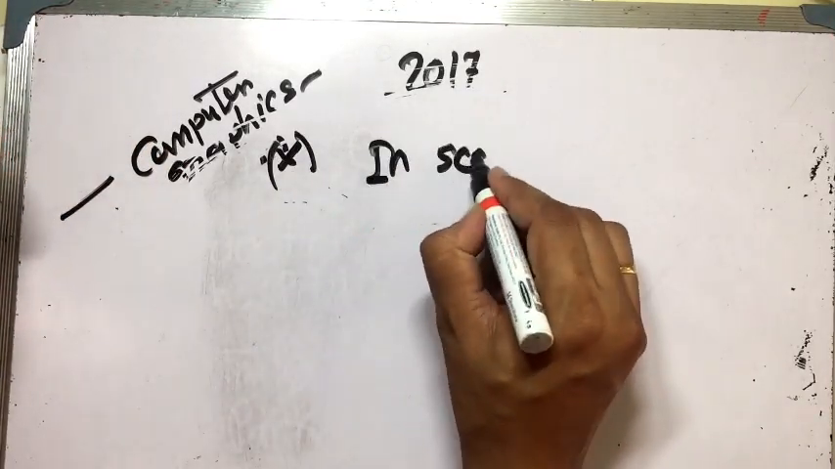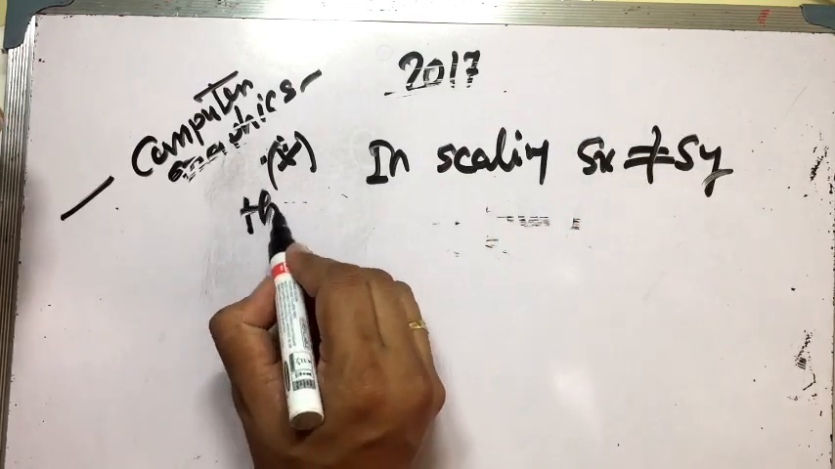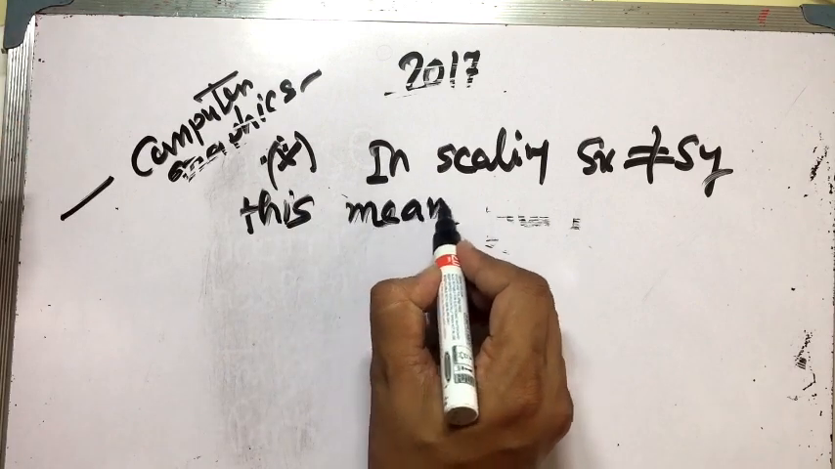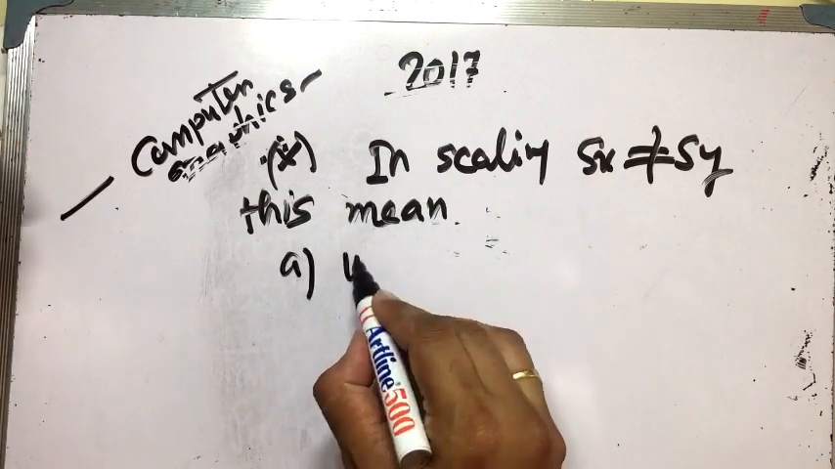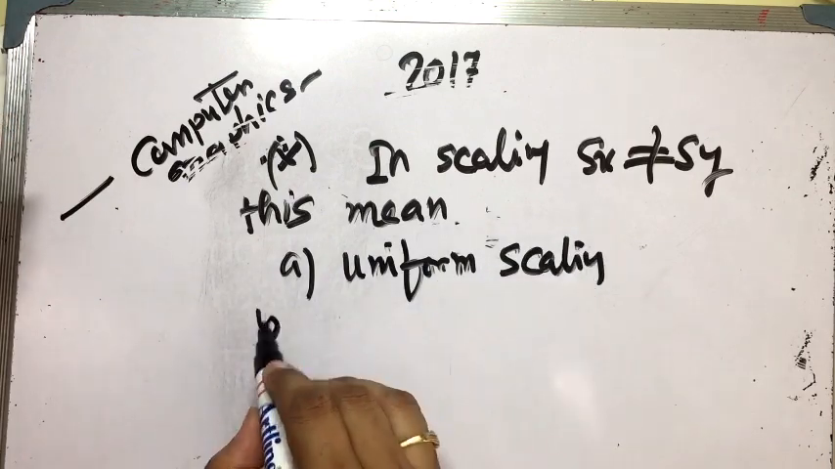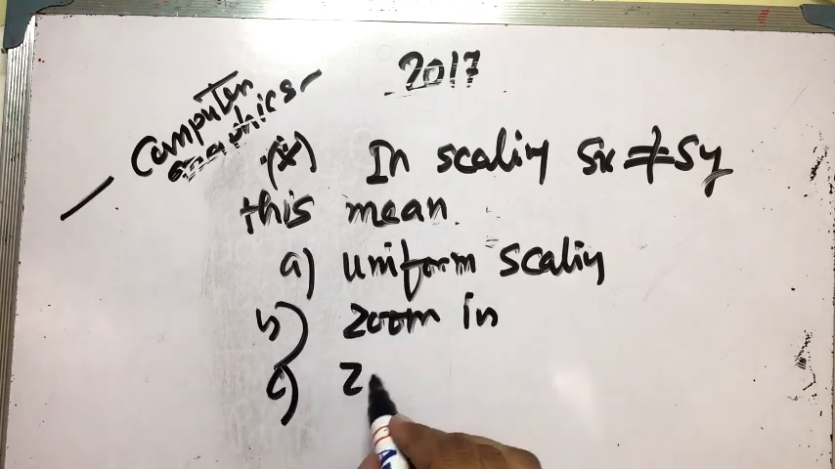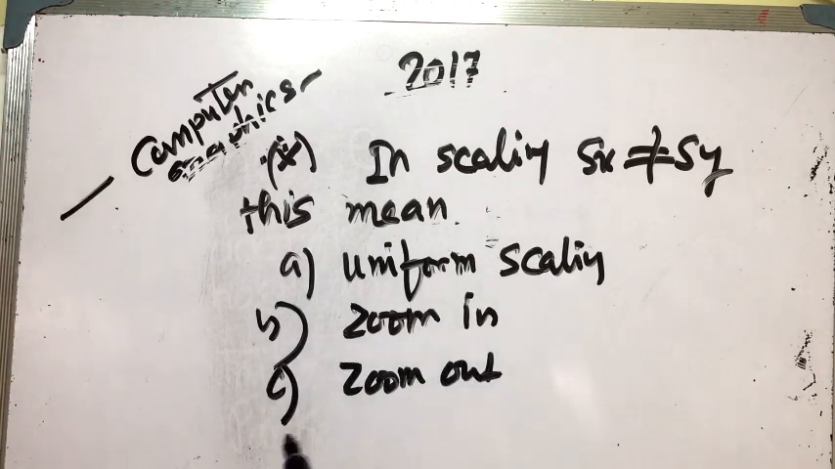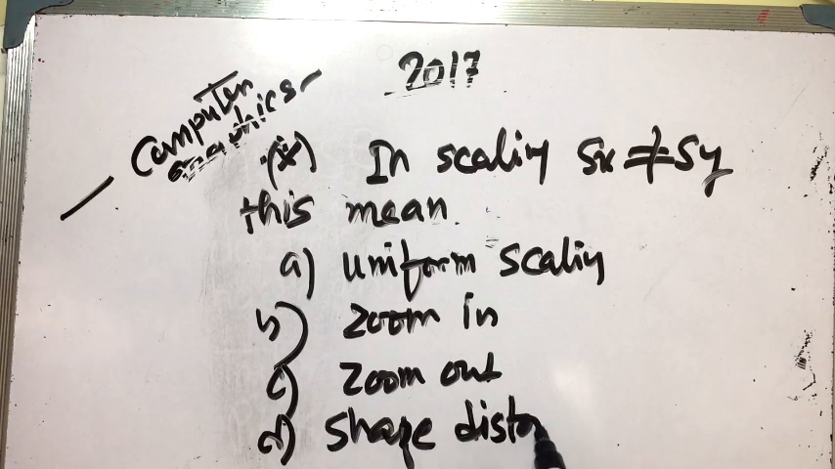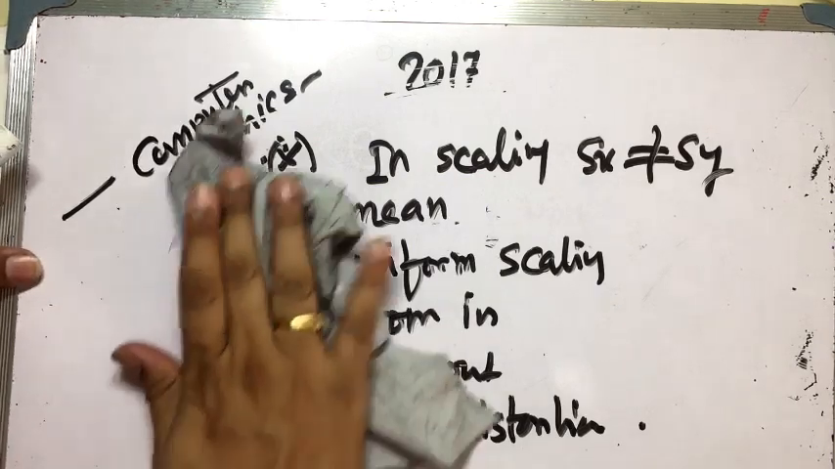Question number 10. In scaling, Sx not equal to Sy means: option A uniform scaling, option B zoom in, option C zoom out, option D shape distortion. The correct answer is shape distortion. When Sx is not equal to Sy, the shape will be distorted.